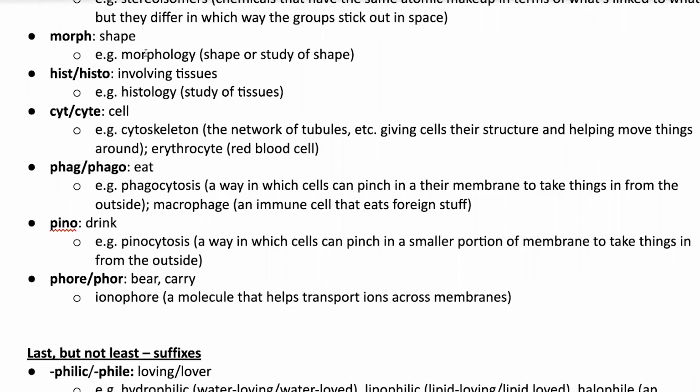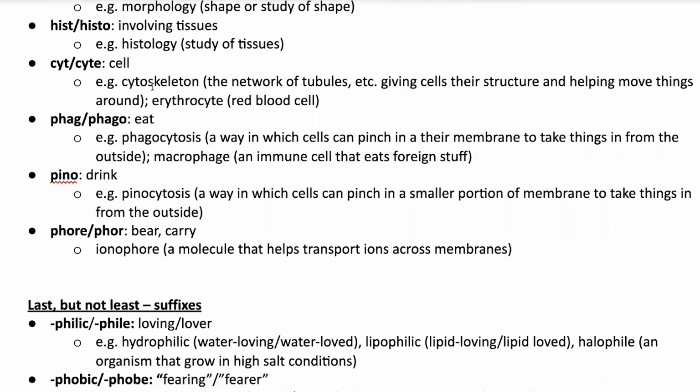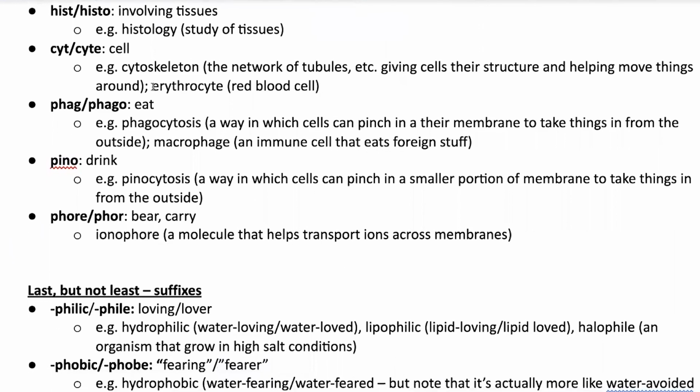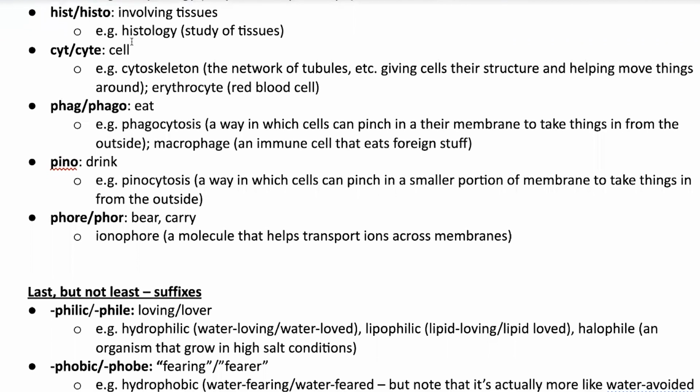Hist and histo, this is involving tissues. Histology is the study of tissues. You might see immunohistology or whatever. That's basically staining tissues with antibodies and things like that to look for specific things. But the hist part is going to be meaning it's done in tissues.